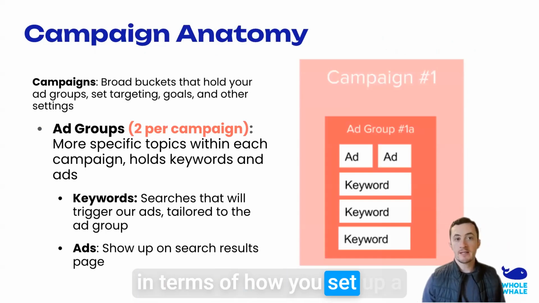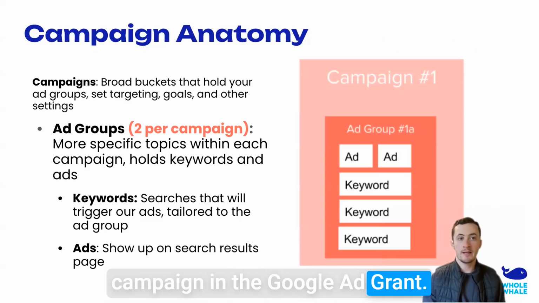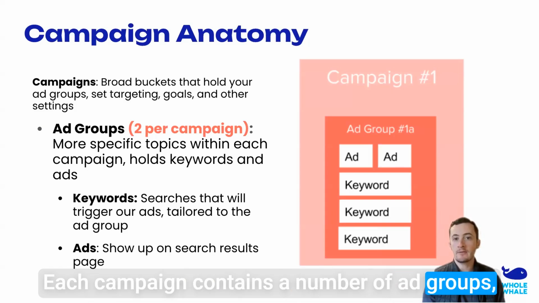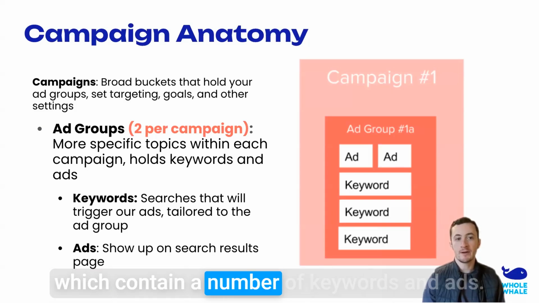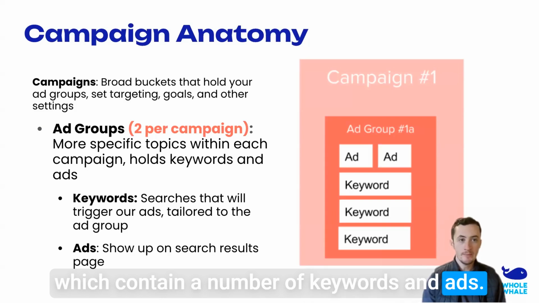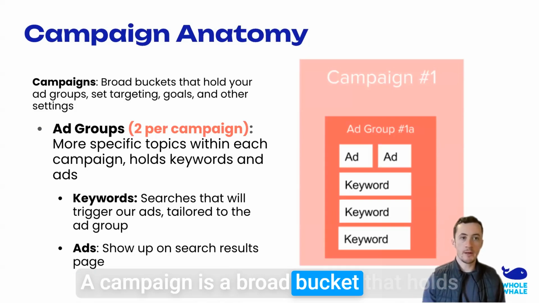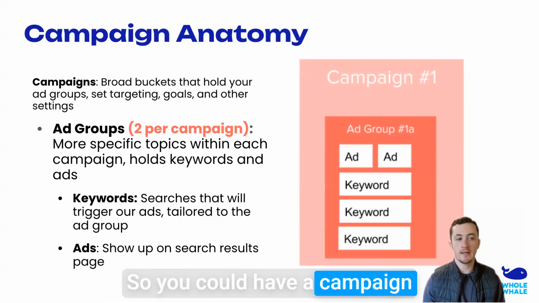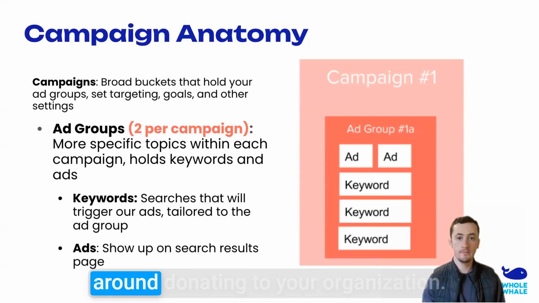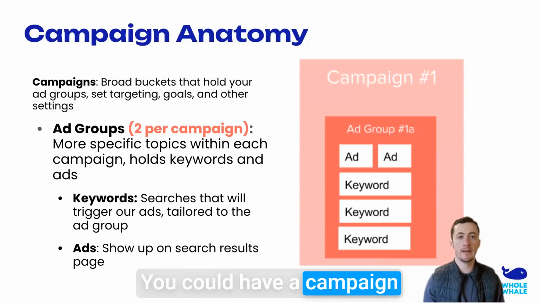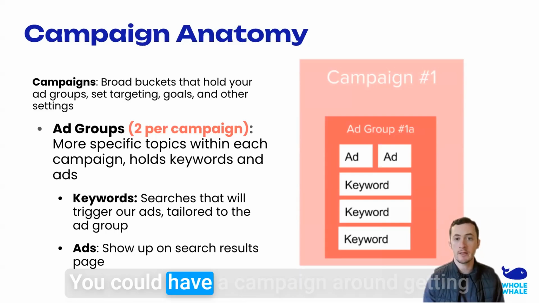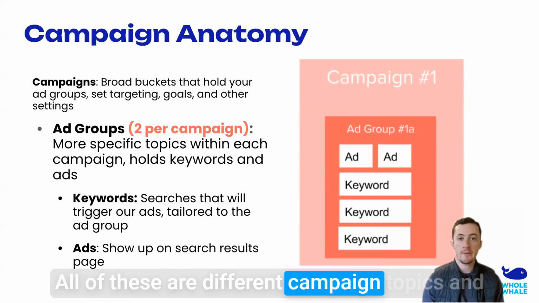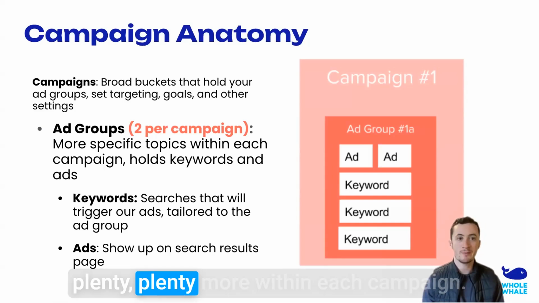In terms of how you set up a campaign in the Google Ad Grant, each campaign contains a number of ad groups, which contain a number of keywords and ads. A campaign is a broad bucket that holds together a particular initiative, right? So you could have a campaign around donating to your organization. You could have a campaign around getting people to volunteer. You could have a campaign around getting people to sign up for your email list. All of these are different campaign topics and plenty more.